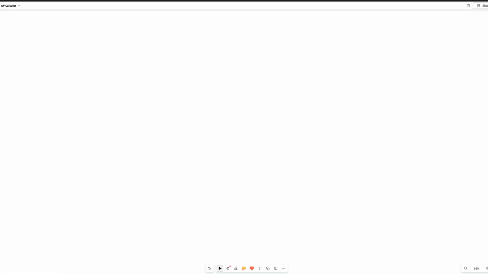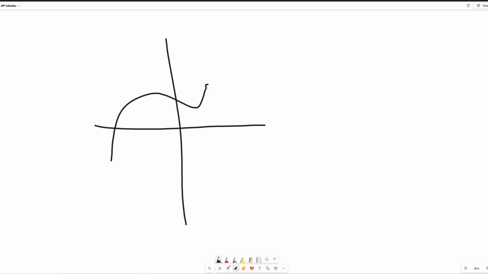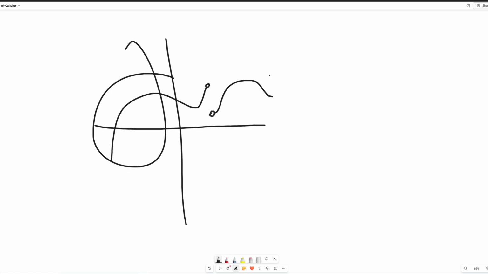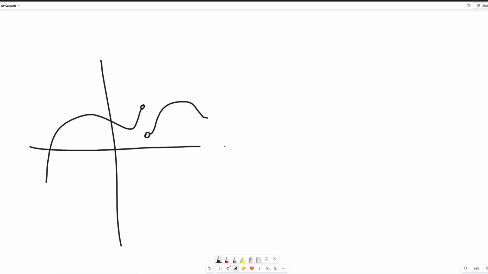However, let's say I gave you a function like this. We're going back to limits here. This, sure, it's differentiable over here, but it's not over here because what's the derivative here? You don't know because it's not continuous. So, for a function to be differentiable at any point, it has to be continuous.